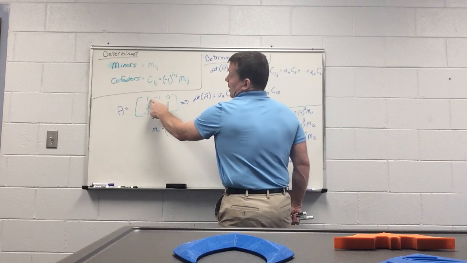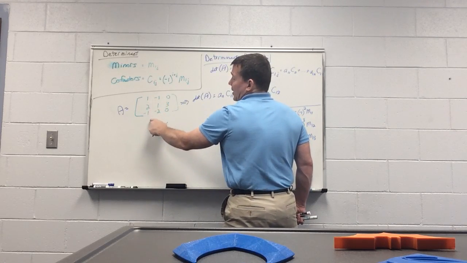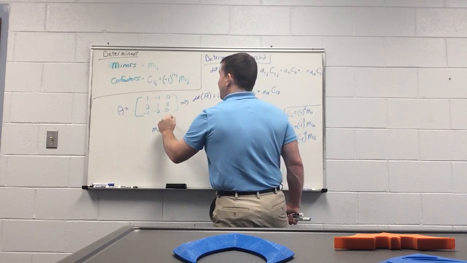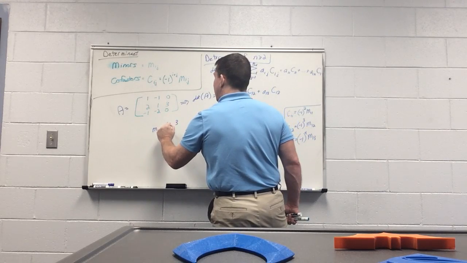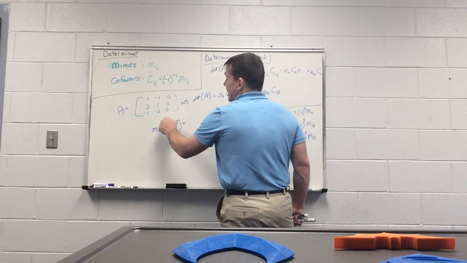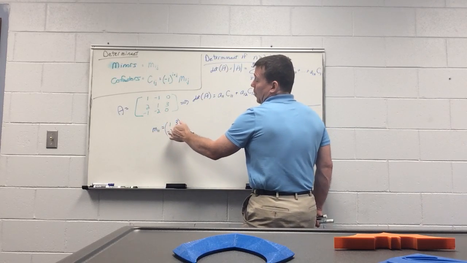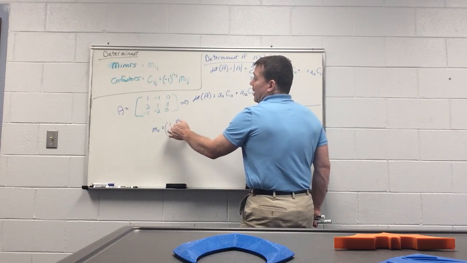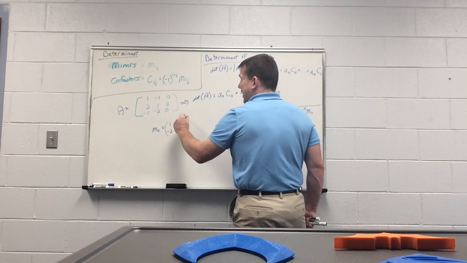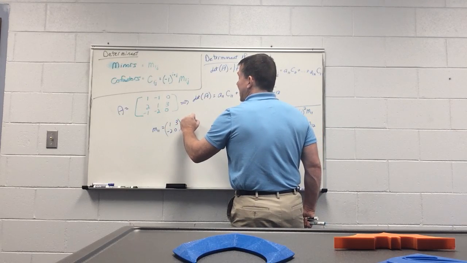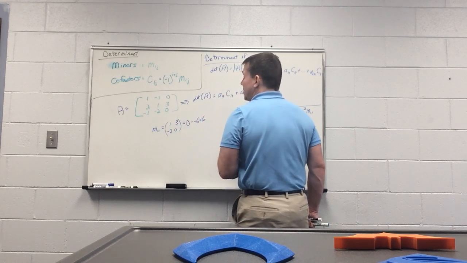M11. I look at this entry right here. I cross out that column and row. I'm left with the matrix 1, 3, -2, 0. Now I find the determinant of this. 1 times 0 is 0. 3 times -2 is -6. And remember, it's 0 minus -6, which is 6.